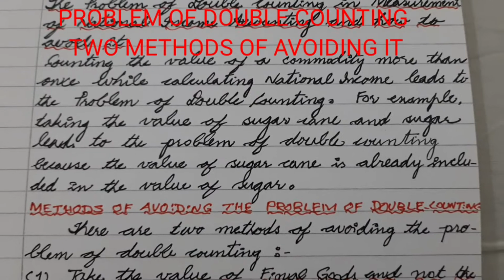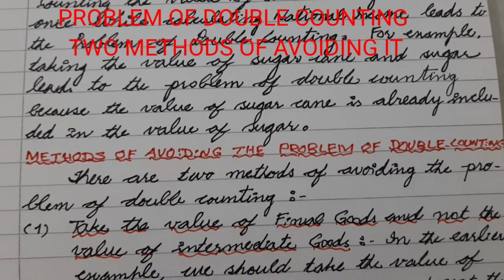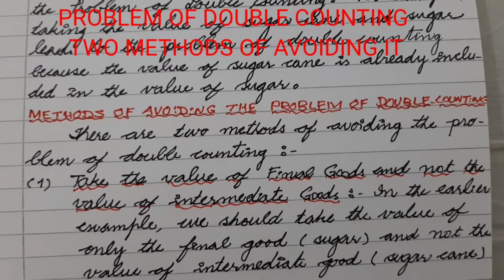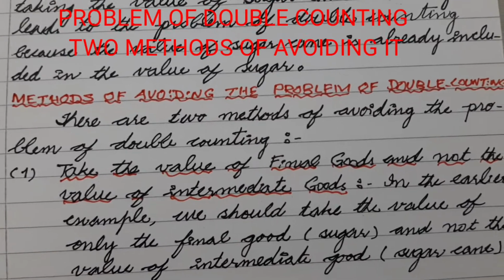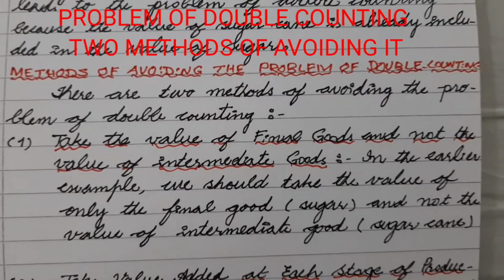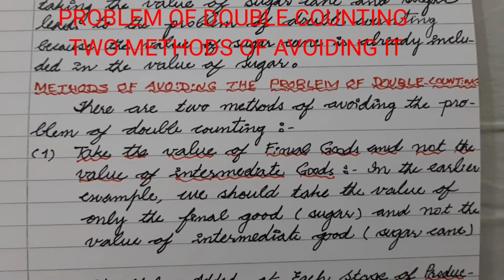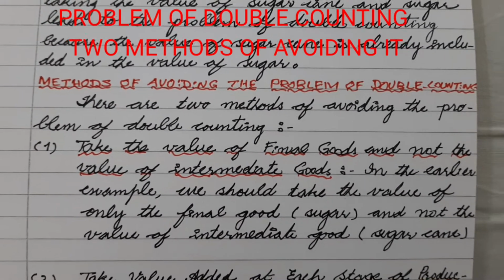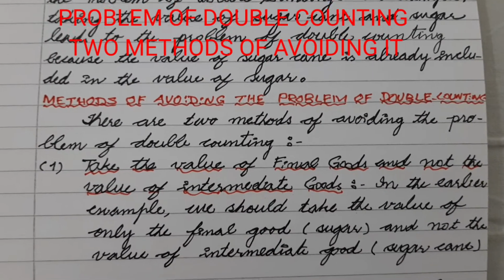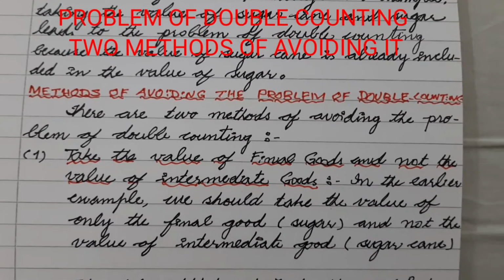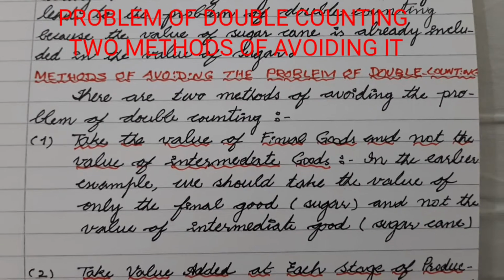Now let's come to how to avoid the problem of double counting. There are two ways of avoiding the problem of double counting. One, I just discussed it. We should take the value of only final goods and not the value of intermediate goods because the value of intermediate goods is already included in the value of final goods. Like in our earlier example, the value of sugarcane is already included in the value of sugar. The value of leather is already included in the value of the bag. The value of wood is included in the value of furniture. So that is the first method of avoiding the problem: taking the value of only final goods.